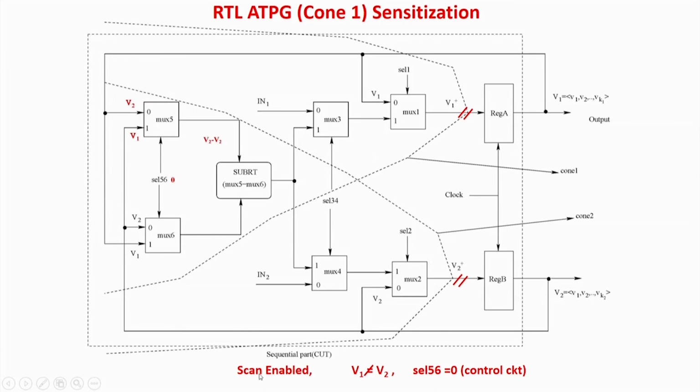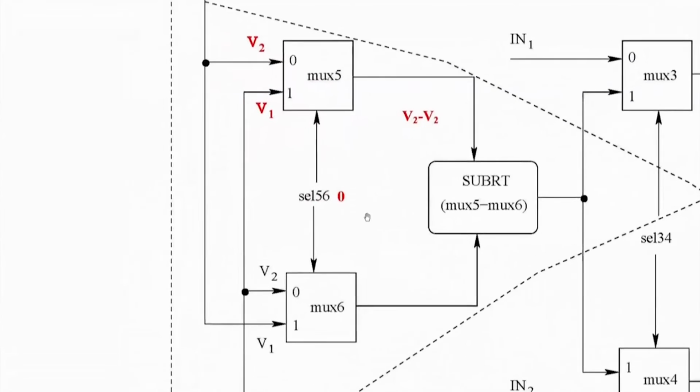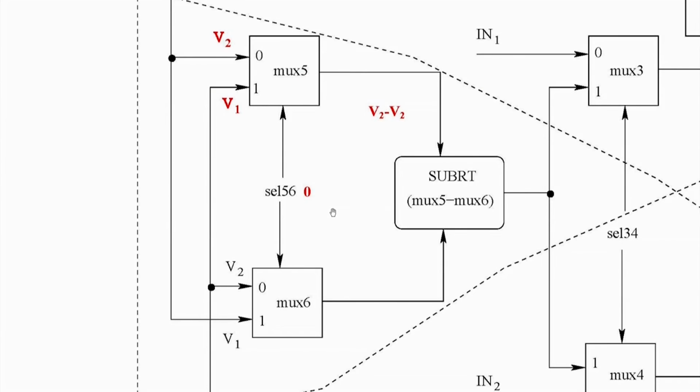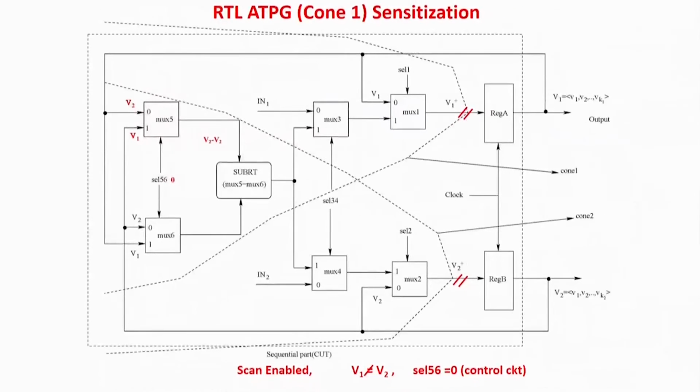So what we are doing is enabling the scan. V1 is not equal to V2 for sensitizing it, and we have to make select equal to 0. You can even make select 5 6 equal to 1, that is also possible. If you make select 5 6 equal to 0, then from here V2 is going to come, and from here again, due to a swap, V2 is going to come. So I am making this select equal to 0. In this case these are the swapped values.